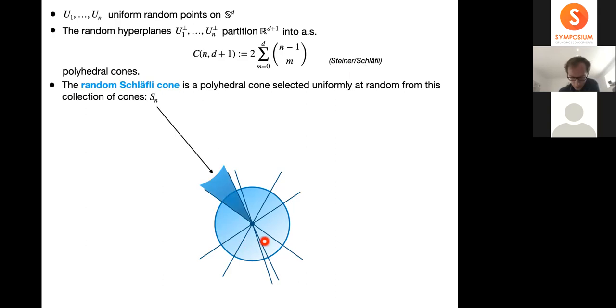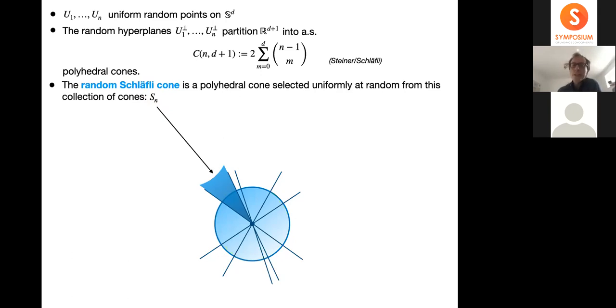So you see all these random cones. This is a finite number of random cones, and you can select one of them uniformly at random. And this random cone is called the Schläfli random cone. You have this finite collection of cones, and you select one uniformly at random. Let's say this cone here. And this is the Schläfli cone, which we denote by S_n. So we suppress the dependence on the dimension and just write S_n. This is a uniformly distributed random cone if you start with n uniformly distributed random points on the sphere.